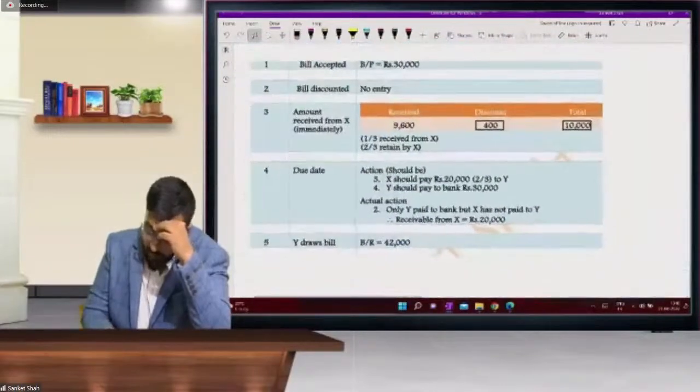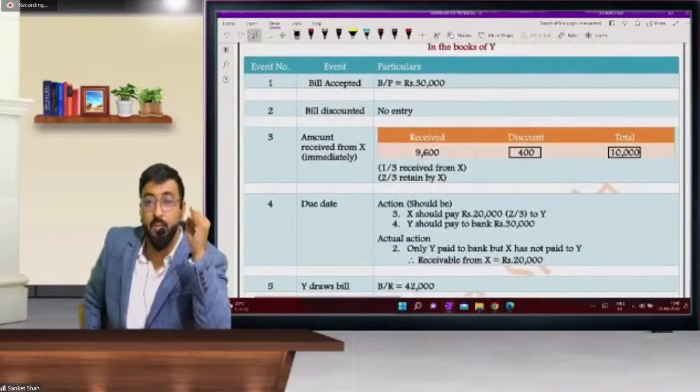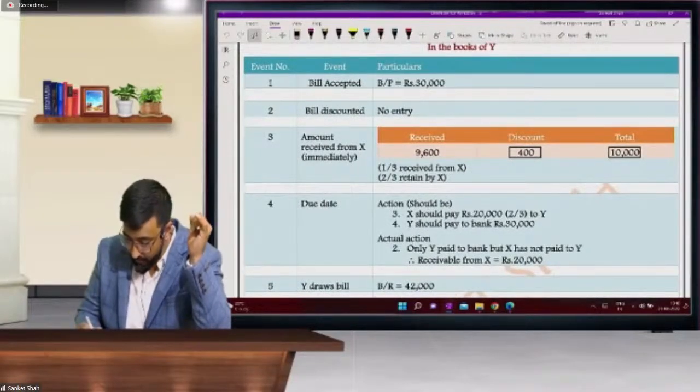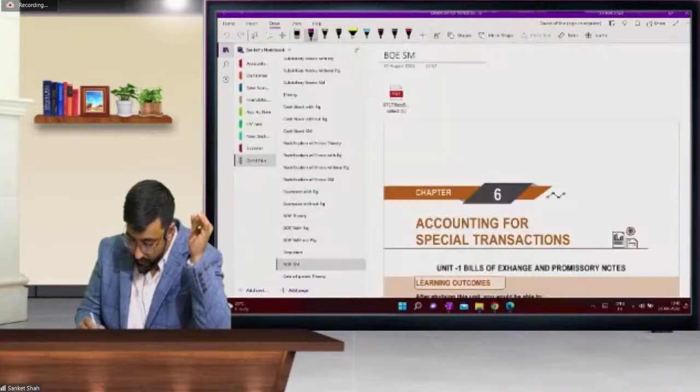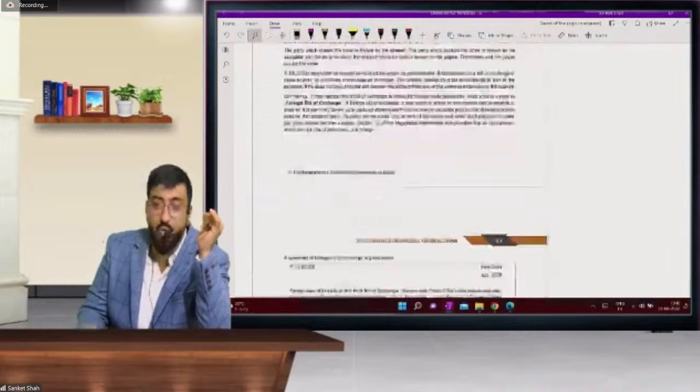So see, now wise books beta, I will just read this. First one, he accepted the bill. So 30,000. What is the entry? Entry will be, yes, wait. You can see here, the events are already written.